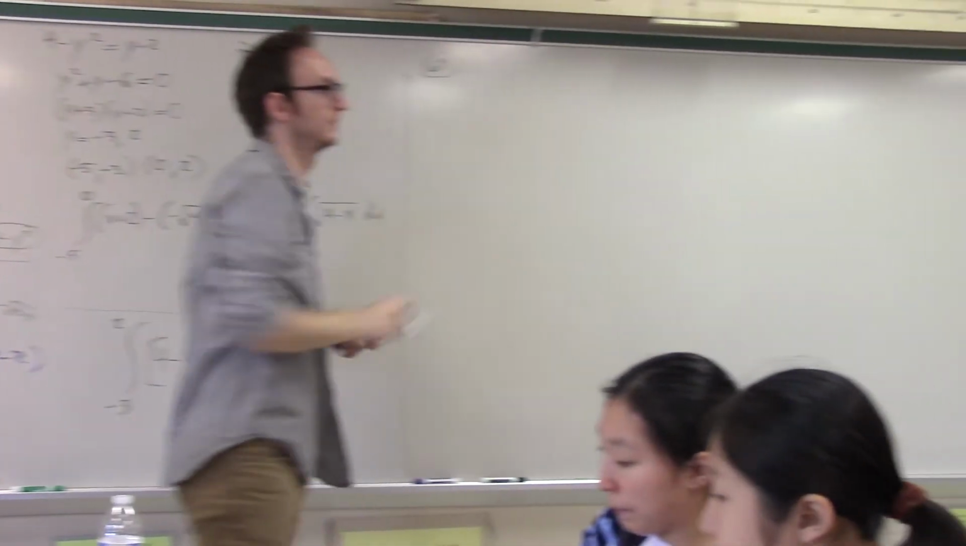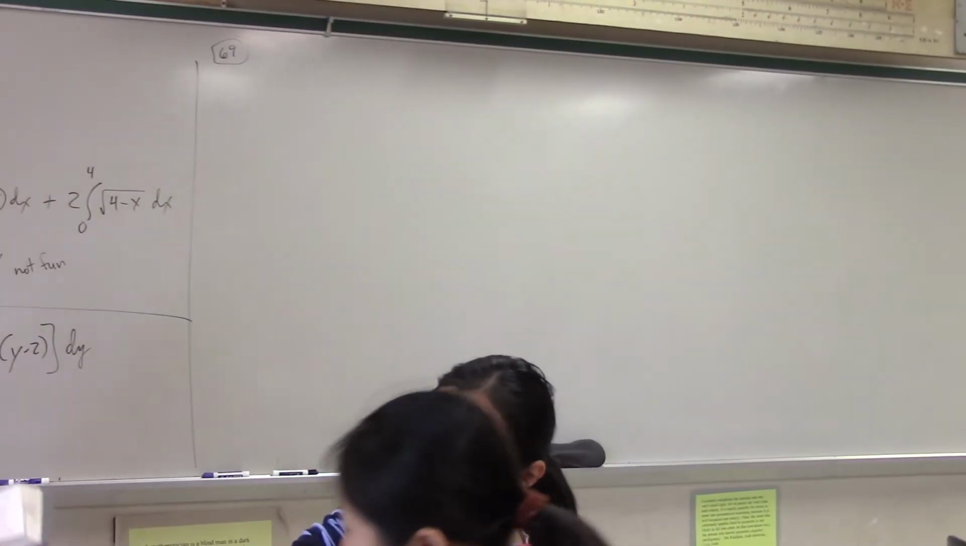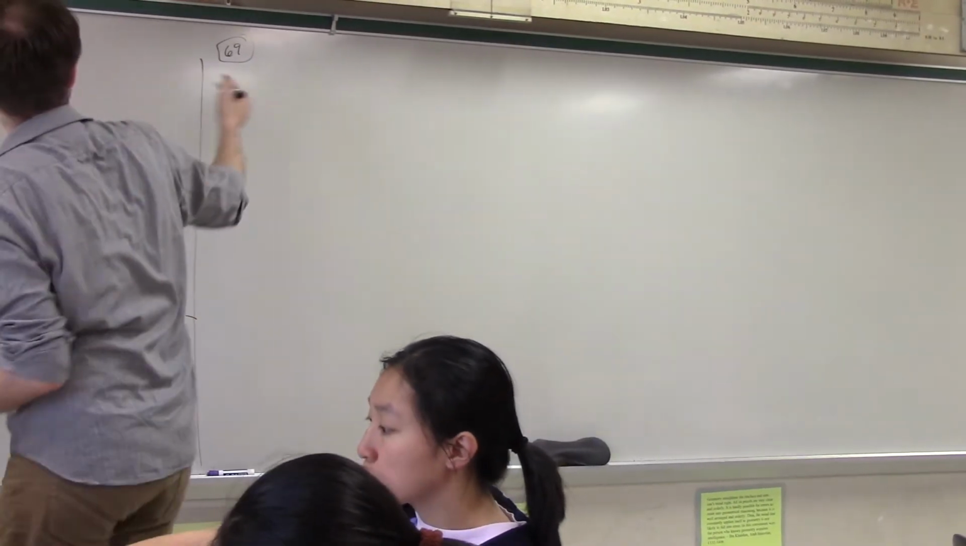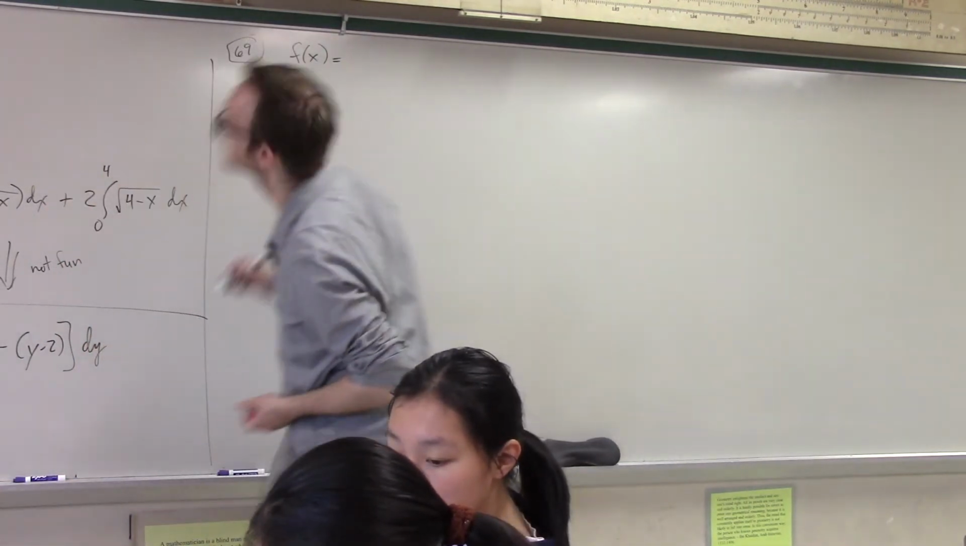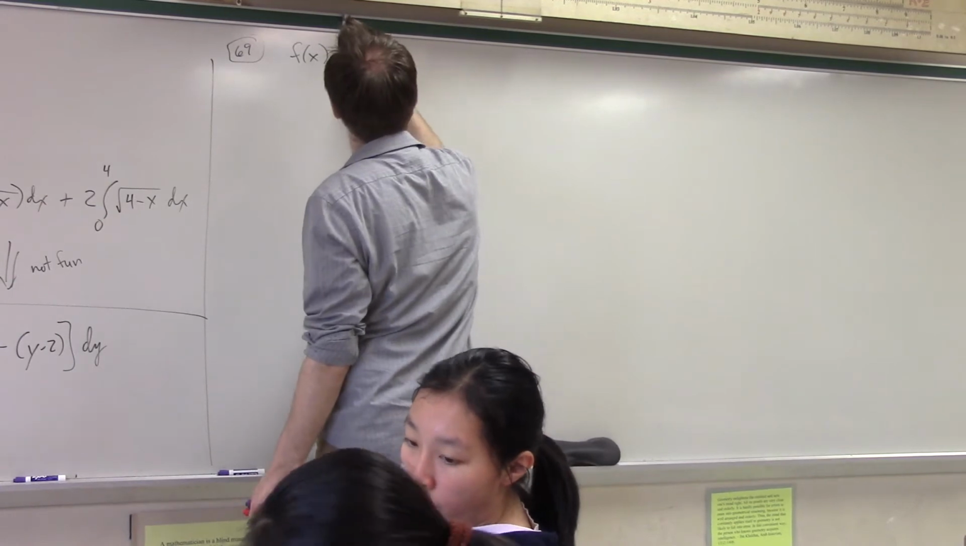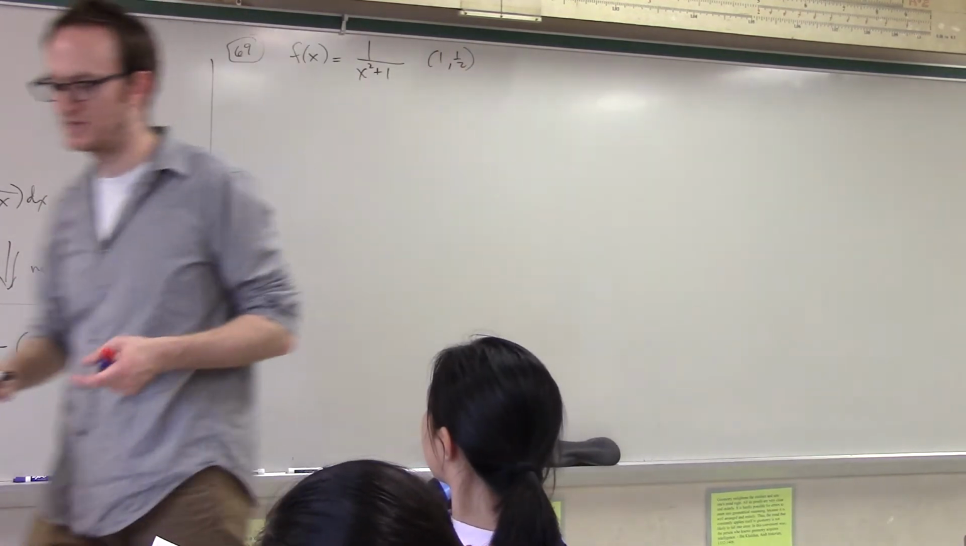Number 69 says that there's this function, f of x equals 1 over x squared plus 1, and there's a point 1 comma 1/2. I like this problem because it's a little bit of everything.